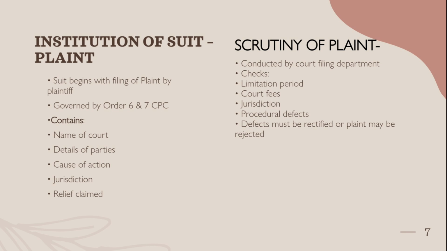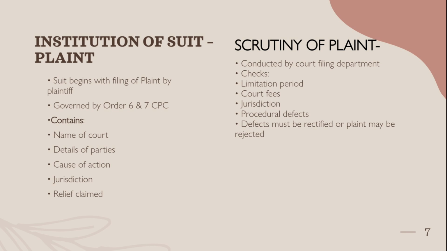Now, starting with the first step, institution of a suit. A suit begins with the filing of a plaint by the plaintiff. A person who files the plaint is known as the plaintiff. The plaint contains a few details such as the names and details of the parties, then the cause of action, why the suit arises. Further, the jurisdiction of the court, whether the court has jurisdiction or not, and the relief claimed. What is the relief claimed by the plaintiff? All these stages are governed under Order 6 and Order 7 of the Code of Civil Procedure.